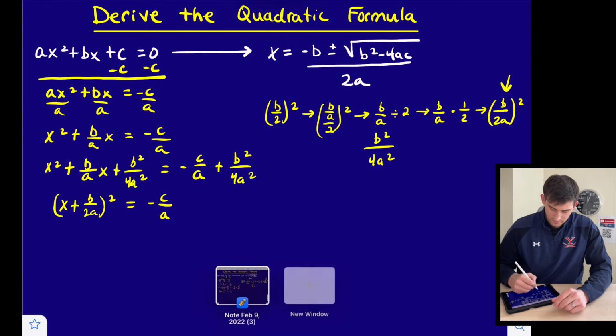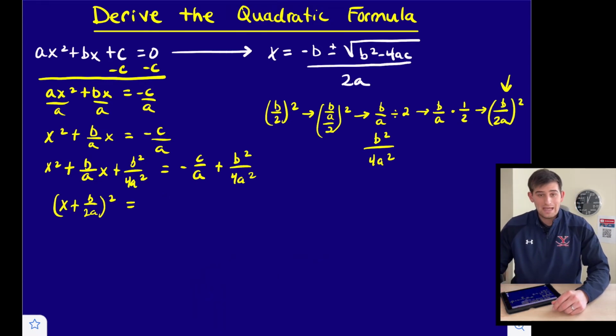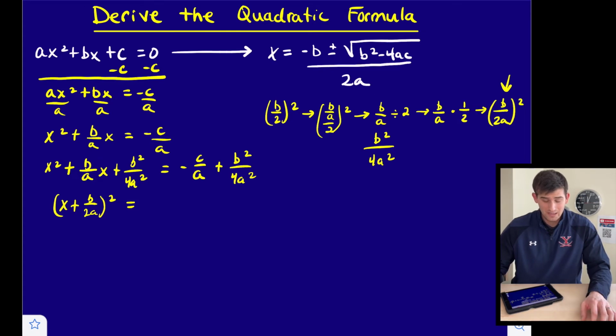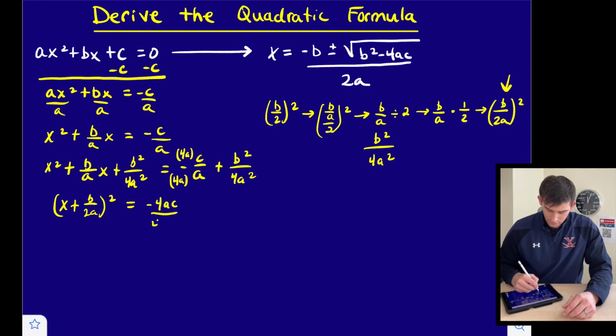Actually, you know what? Let's go ahead and add these. Save us some room. So on the right side, if we want to add these fractions, we have to have a common denominator. Well, our fraction on the right has a denominator of 4a squared, and our fraction on the left has a denominator of a. So let's multiply our left fraction by 4a over 4a.